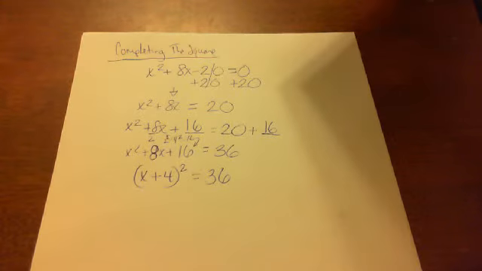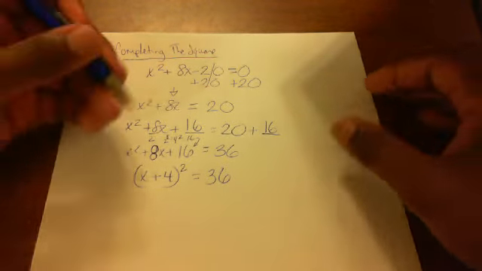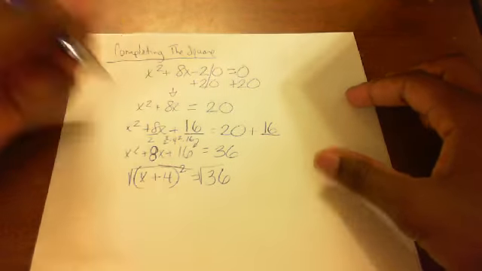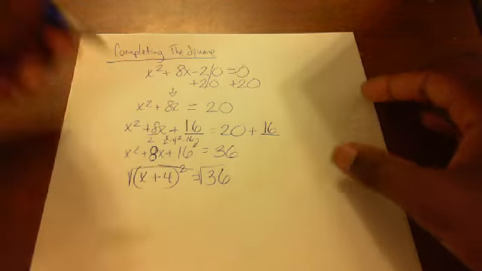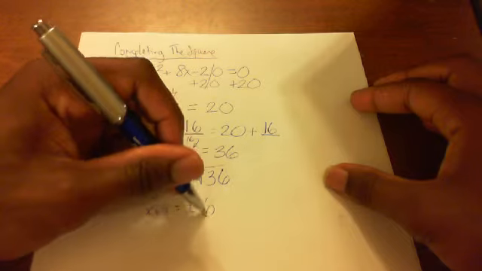Alright, that's the next step. At this point, we're going to get rid of the square. How do we get rid of a square? Well, got to take the square root, right? So we're going to square root both sides, not just one. And we cancel that guy out, the square and the square root. And what we're left with is x plus 4 equals positive or negative 6.